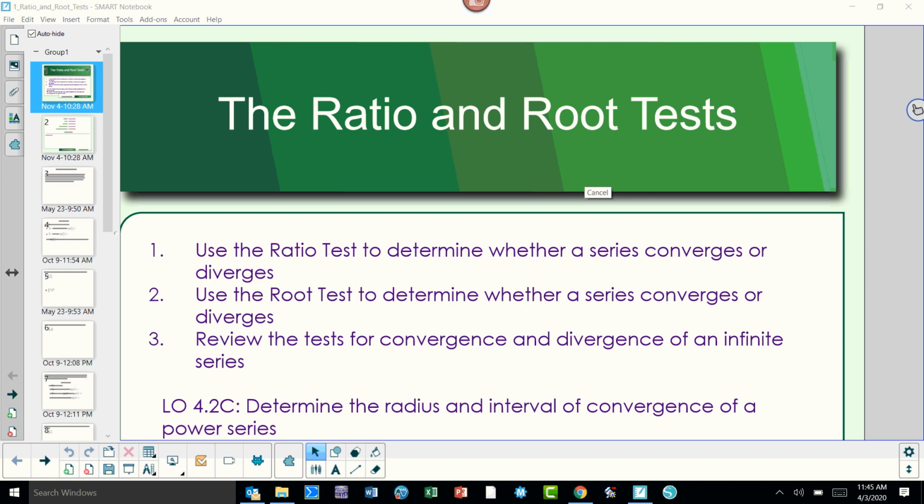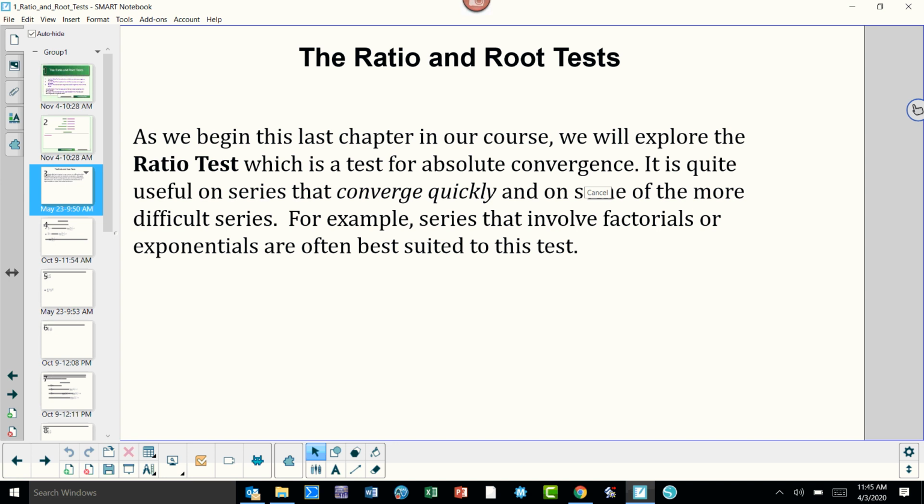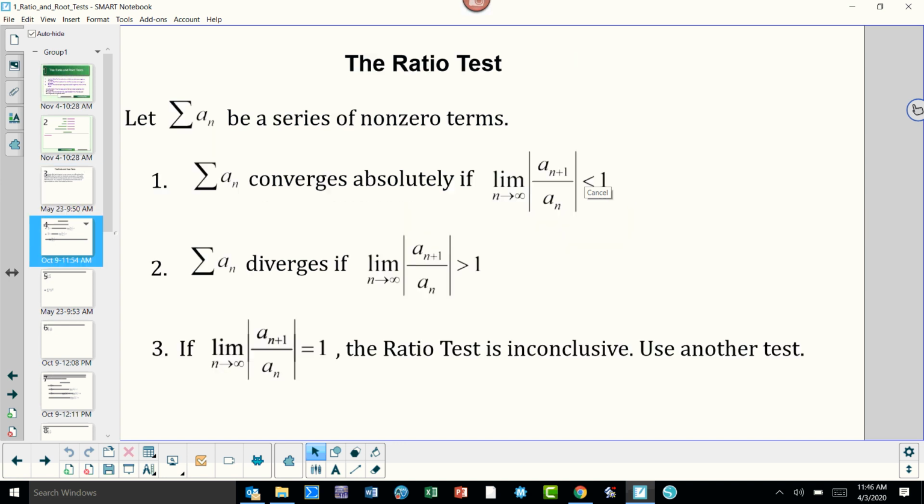Our video on ratio and root tests, only we're actually only going to do the ratio test. The root test is not on the exam, and we really don't have a reason to cover it, so we're not going to do that. So the ratio test is super important because it is a very easy test, and it's definitely one that we can use, and it's probably the one I would choose first for lots of different cases. Okay, so we'll see when we would choose it versus other things.